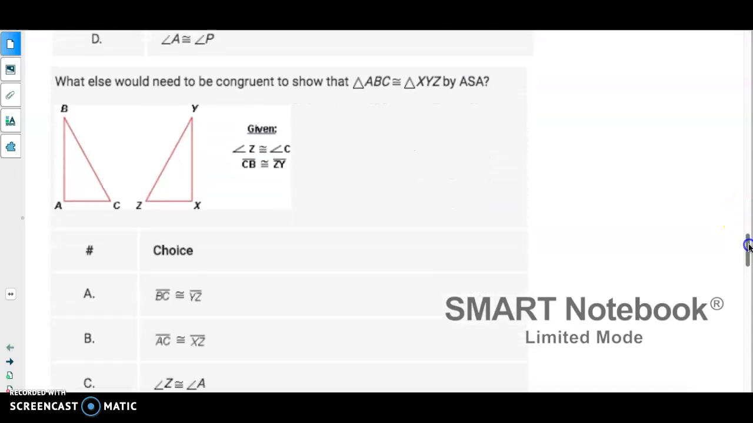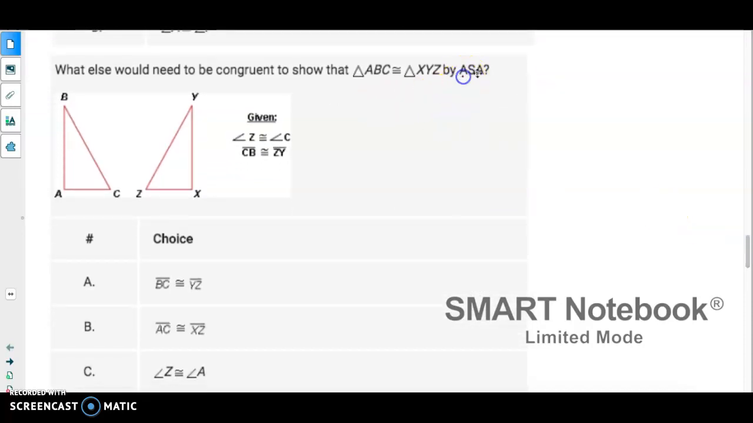Next one here says, what would we need to be congruent by angle, side, angle? So we know that Z and C are congruent, and we know that CB is congruent to ZY. So I have an angle, I have a side, and I need that next angle. Remember, the side has to be between the angles. So the only one that would work is I would need to know that angle B would be congruent to angle Y.